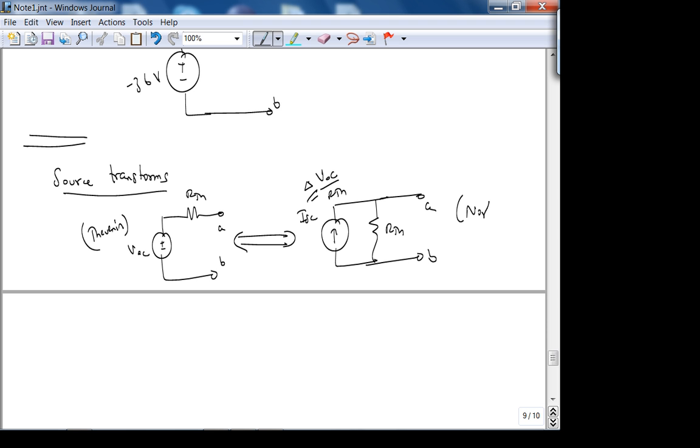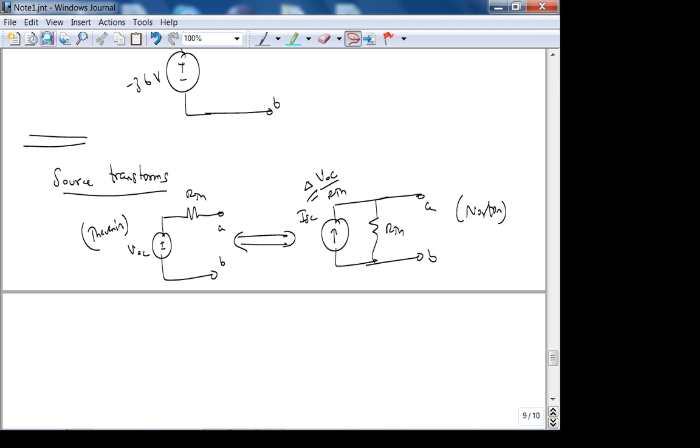Okay, so this is Norton. So it's either a voltage source in series with the resistor or a current source in parallel with the resistor. In other words, wherever you see a voltage source in series with a resistor, you can replace it with a current source in parallel with the resistor, and vice versa. That's source transforms.